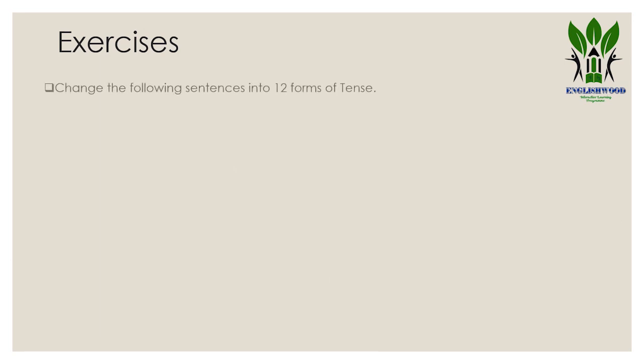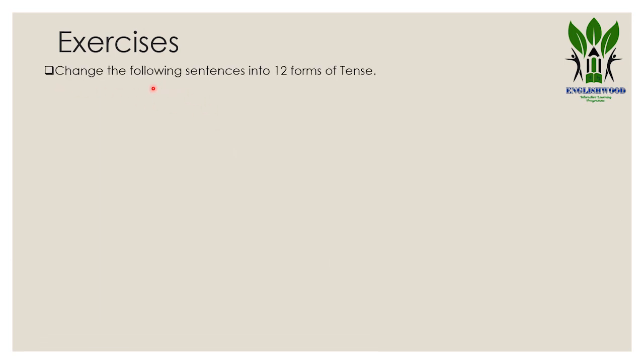Then another exercise for you is change the following sentences into 12 forms of tenses, okay? For example, he drinks milk. I told you already. He drinks milk. He is drinking milk. He has drunk milk. He has been drinking milk, okay? Similarly, he drank milk, so you have to know the verb forms. You can first write present tense, then past tense and future tense, or you can write simple present tense, simple past tense, and simple future tense. He drinks milk. He drank milk. He will drink milk.